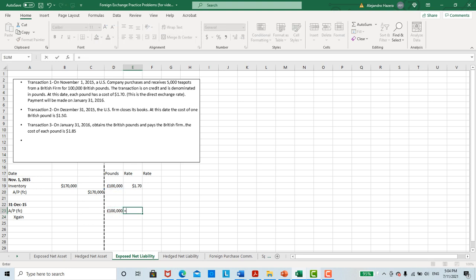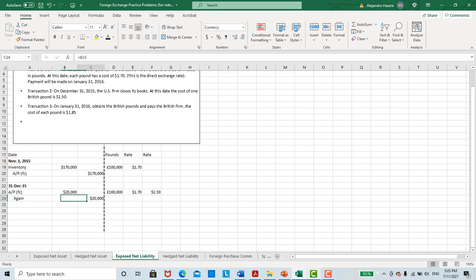The original rate was equal to $1.70. The new rate is equal to $1.50. But this means you're going to have 100,000 British pounds. Each one is going to cost you 20 cents less, which is the difference between $1.70 minus $1.50. 20,000. So I had an exchange gain there, and this gain I'm going to put here.